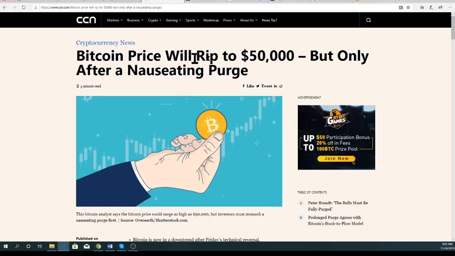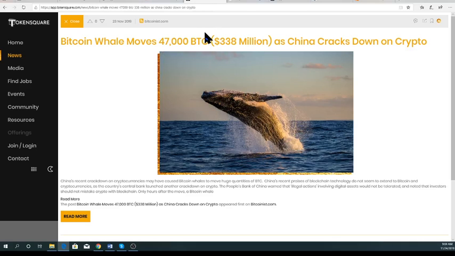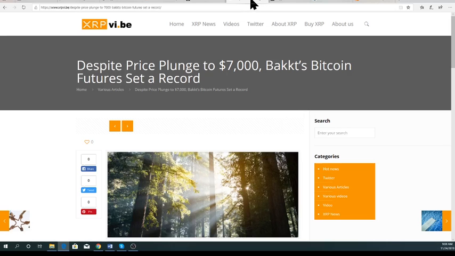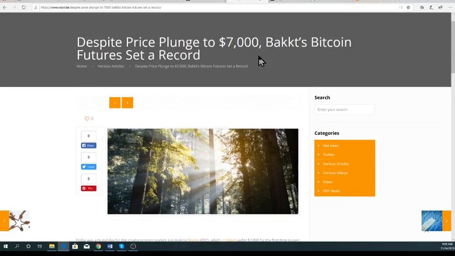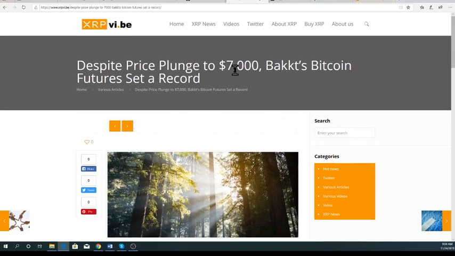Now, Bitcoin price will rip to 50,000. Now, this article shows 50,000, but only after a purge, right? So they also believe that in the long term Bitcoin is gonna reach really high, but for the short term, they think the price can actually move a bit more down. They don't believe this is the bottom, or that 3,000, which we made last time, is the bottom. More or less, they state we can retest that area, at least say 4,000, 5,000.